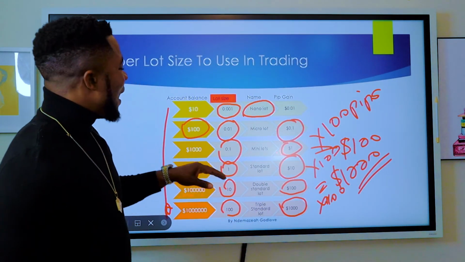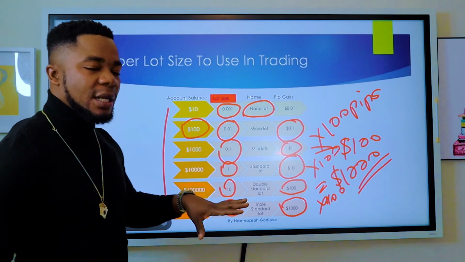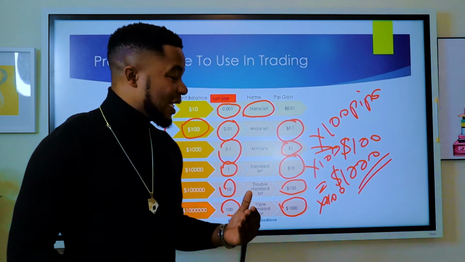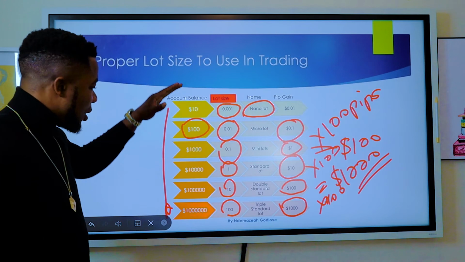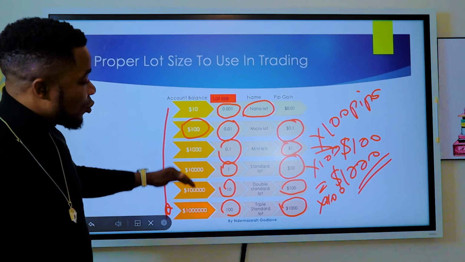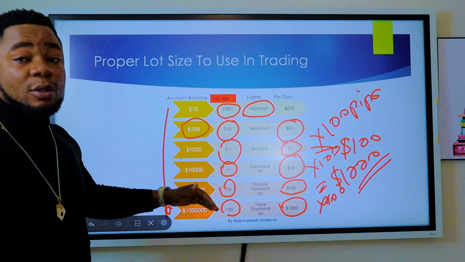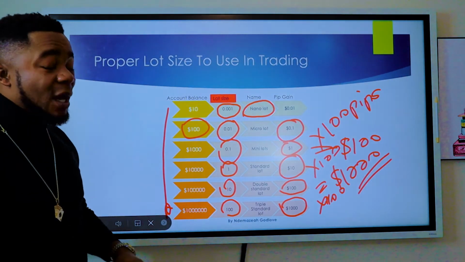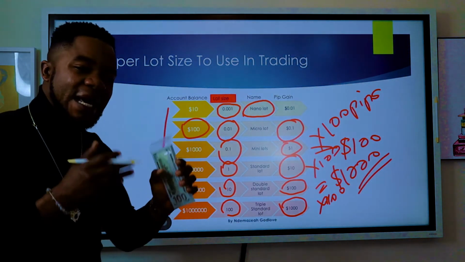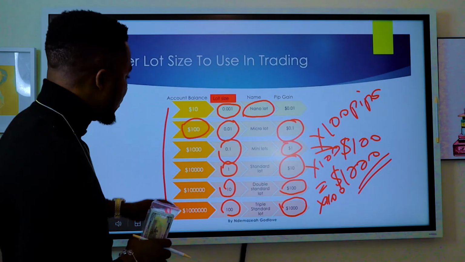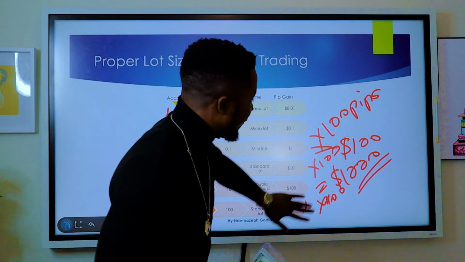So this is like the proper risk management. This is the proper risk management when it comes to Forex trading. So depending on your account size, this is where you'll be able to choose the risks you'll be able to use on your trade. If you want to trade with proper risk management in place, this is what you have to do.